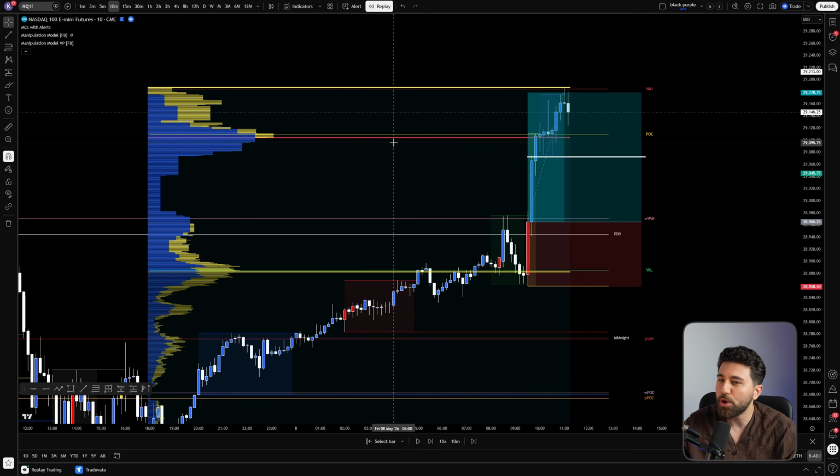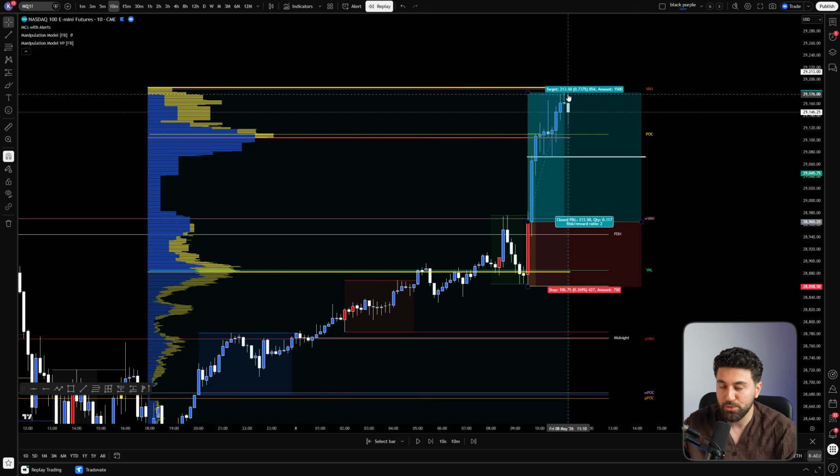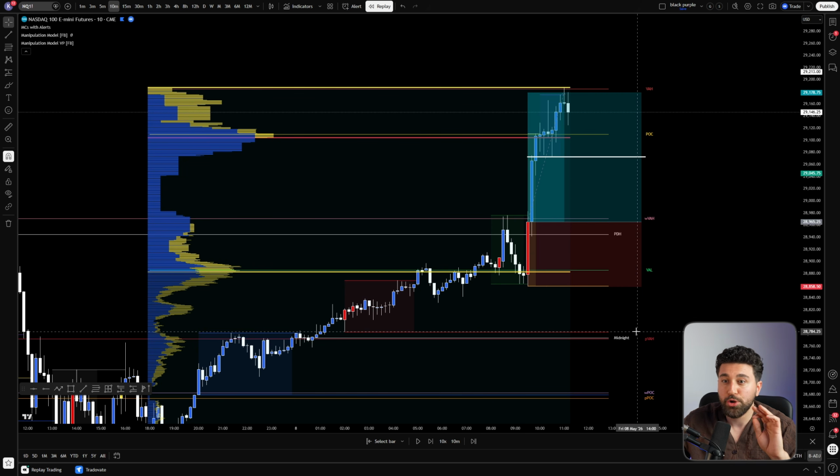Look at this. The point of control climbed from here all the way up here, and the value area high is now the exact top. And look, we were able to take this entire move to the upside, basically have minimal drawdown while doing that.